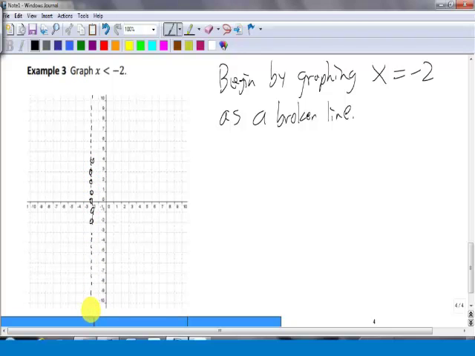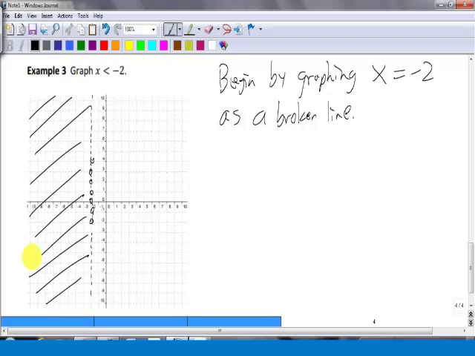And you can use a test point here if you like, but I don't think it's absolutely necessary. In the case of a vertical line like this, where would we expect to find points that have x coordinates less than -2? To the left, in the negative direction. So to the left, I don't really think a test point is necessary. You could use the origin as a test point. 0 is less than -2, false. So don't shade the half plane that has the origin in it. Shade the other side of the line, like that.